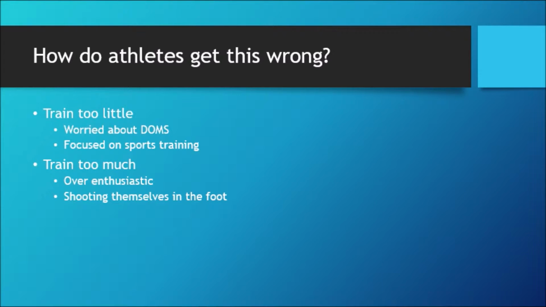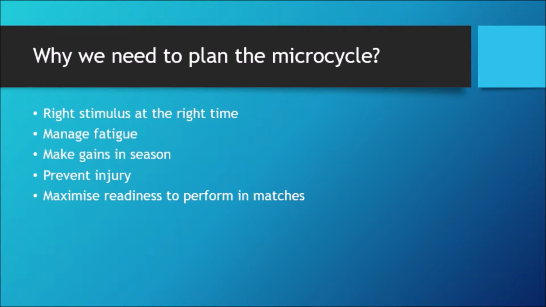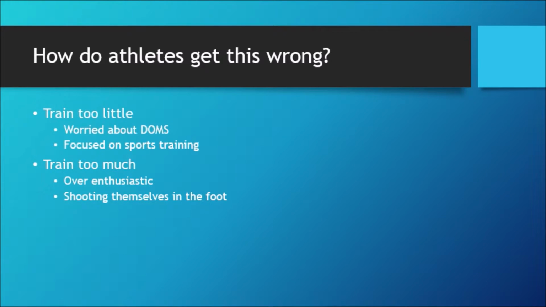And then at the opposite end of the spectrum is they train too much. And this is where if we look back on this past slide and we look at preventing injury and maximizing readiness to perform in matches, that's where they're going to fall foul. You can't fault the enthusiasm. They are keen to train. They want to get things done, but they are shooting themselves in the foot because they're not offering an opportunity to their body to recover.